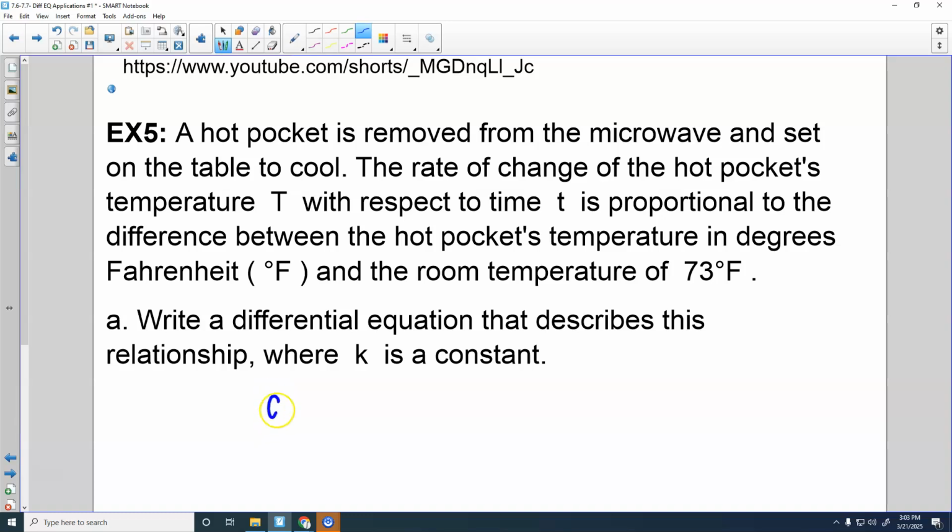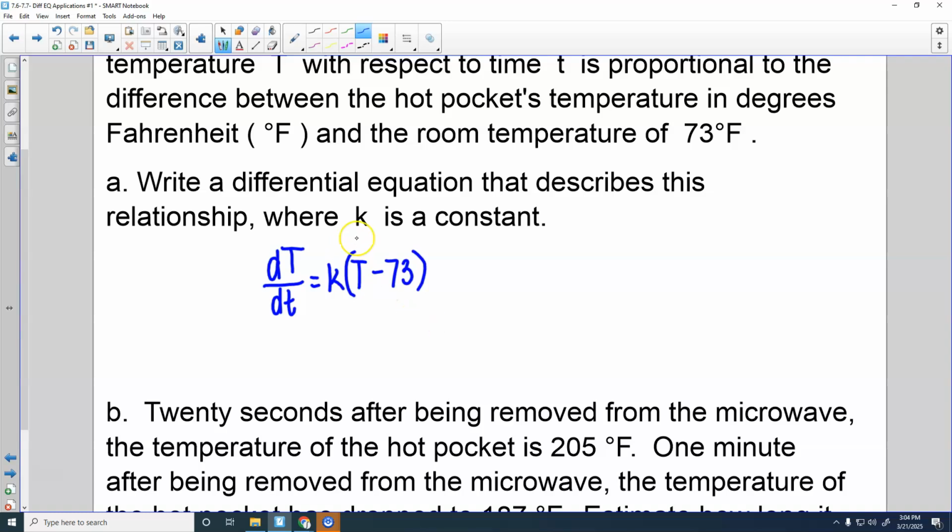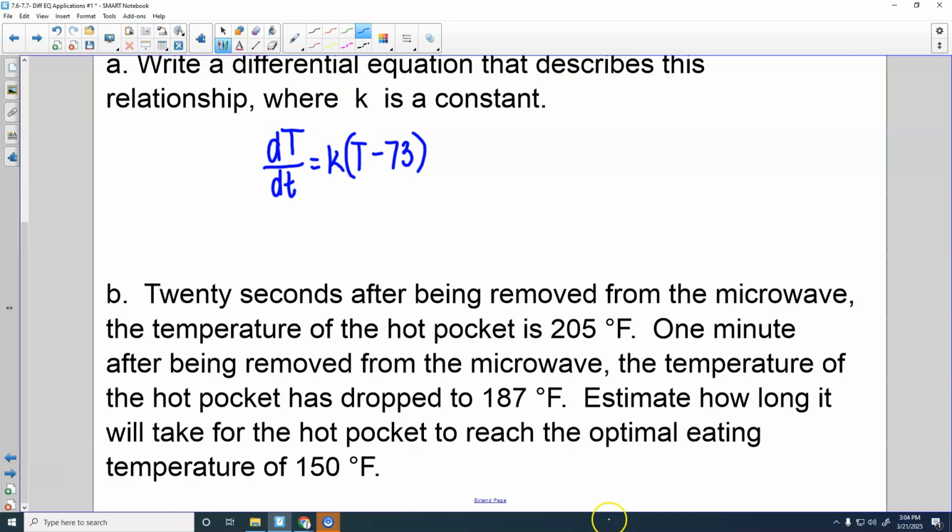So, like we did the other day, it's dT over dt equals k times... your rate of change of the temperature is proportional to the difference between your temperature and your ambient temperature, which in this case is 73. Right? So in this part, they're just asking you to write that differential equation. Then they give you all the information that you need to know.